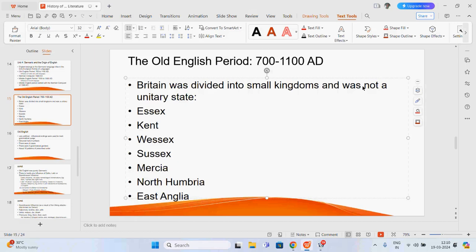What are the major tribes in which the Old English language originated? Essex, Kent, Wessex, Sussex, Mercia, Northumbria, East Anglia. You may not remember all these 7 kingdoms to write in the examination. At least give examples of 2 or 3 names. Essex, Sussex, Kent, easy to remember names. So whatever you can easily produce, at least give us 3 examples in the exam if you are writing any answer on the Old English period. You can say the Old English period is from 700 to 1100 AD. Britain at that time was not a unitary state. It was divided into small kingdoms like Essex, Kent, Sussex, etc.